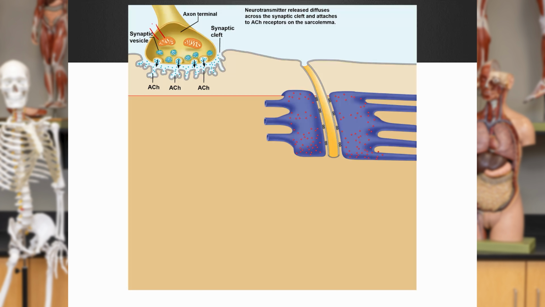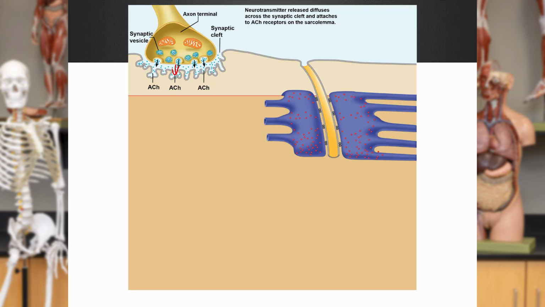Remember, we have these voltage-regulated calcium channels. That means the calcium is going to flood into the cell. As that calcium floods into the cell, that's going to cause these synaptic vesicles to fuse with the end, sorry, with the neuron membrane there. Once they fuse, via exocytosis, they'll release the acetylcholine. That's the little blue dots. They'll go across the synaptic cleft to the motor end plate.